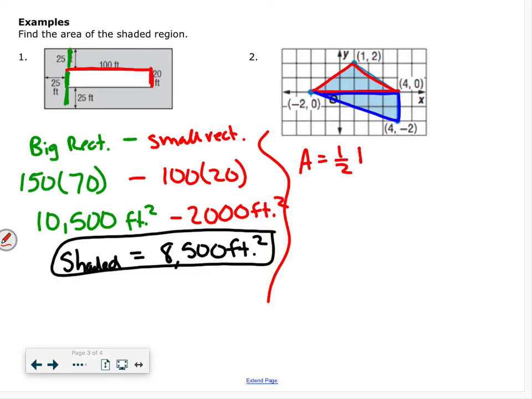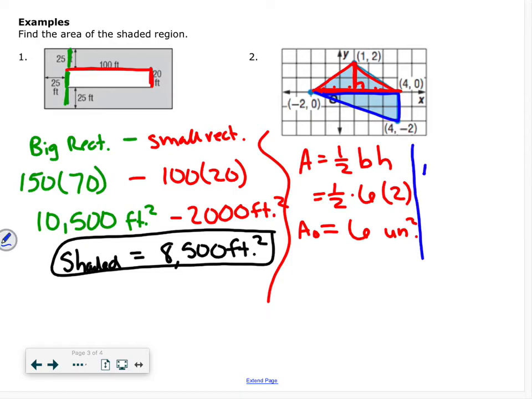It's 1/2 our base times our height. We're going to count this as our base. So 1, 2, 3, 4, 5, 6 going across. Our height is 2, and you can just count the length right there. 6 times 2 is 12, half of 12 is 6. So the area of the red triangle is 6 units squared.